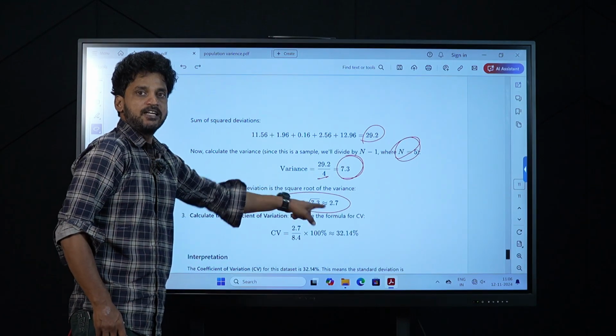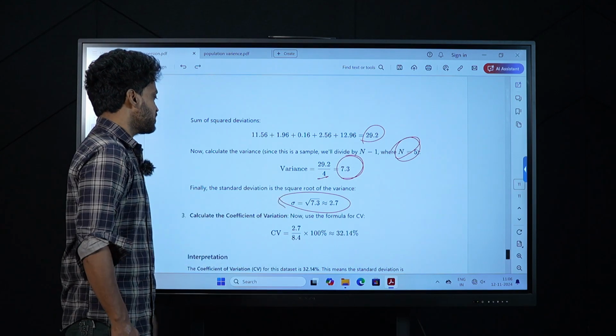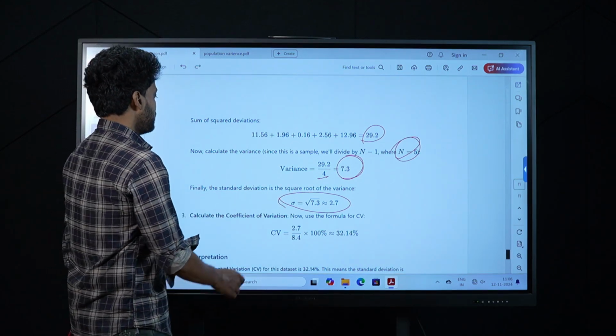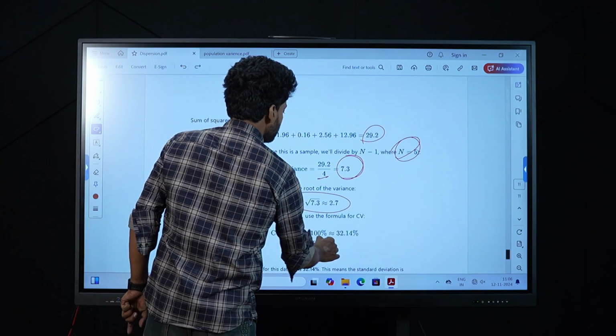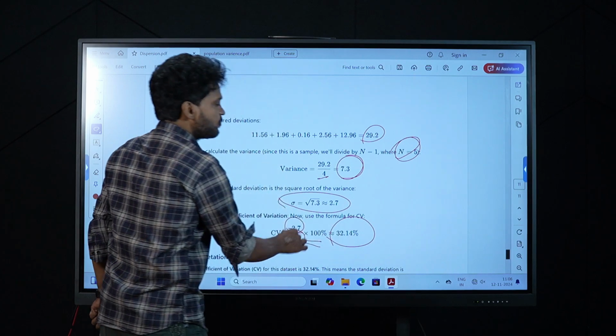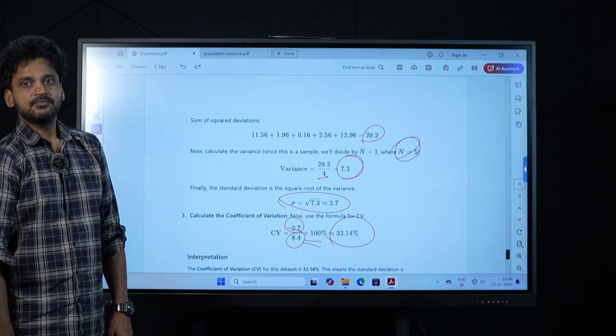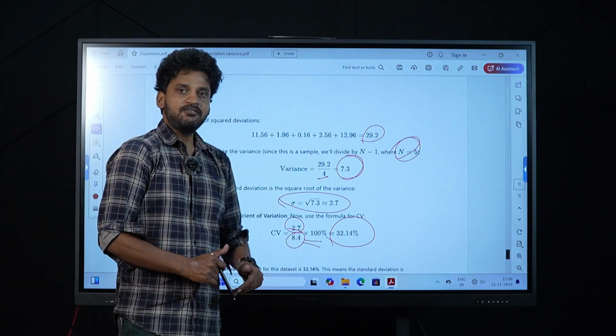Standard deviation divided by mean into 100%. Standard deviation is 2.7, mean is equal to 8.4, into 100% is equal to 32.14%. This is the coefficient of variation.